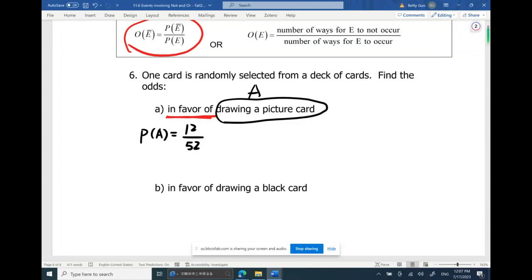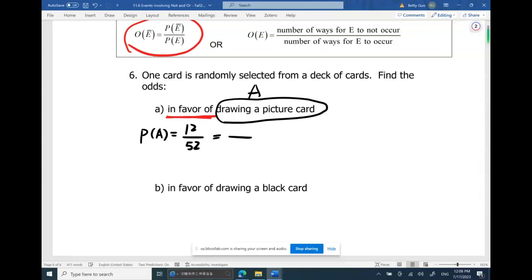We have been using the picture with the deck of cards many times, right? You should remember, among the 52 cards, we have 4 suits. Each suit has 3 picture cards: Jack, Queen, and King. And 4 suits, 3 times 4, 12. 12 picture cards in total. So the probability of drawing a card, and the card is a picture card, is 12 over 52.